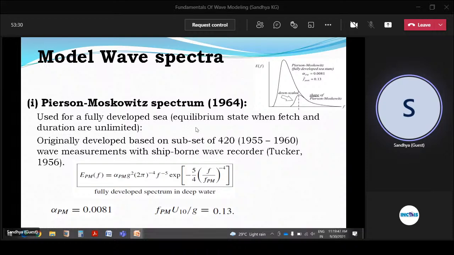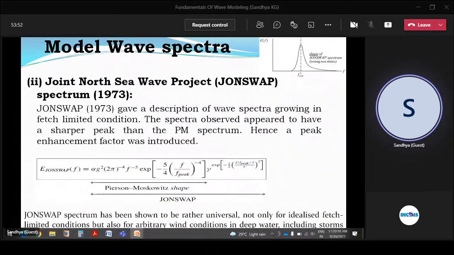This spectrum was observed for a fully developed sea state. What is a fully developed sea state? It is the sea state attained when the wind has blown with an unlimited fetch. That means the wind is blowing for a long time. The waves have grown fully and there is no more growth of the waves. So this is the kind of spectrum observed. But this is a kind of ideal situation. The real situation is mostly that the wind will be blowing and the waves will be growing. Here also, just neglect these equations.